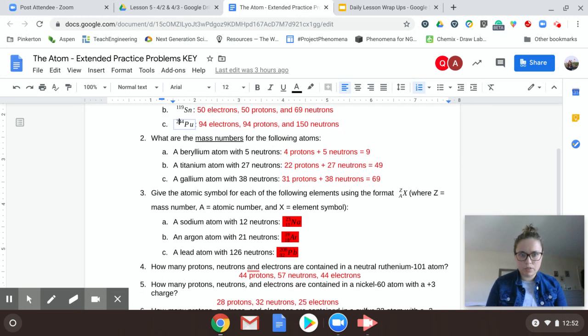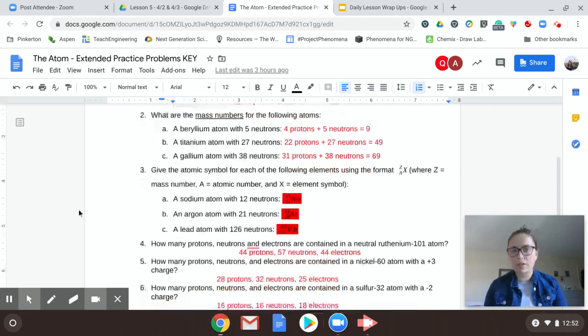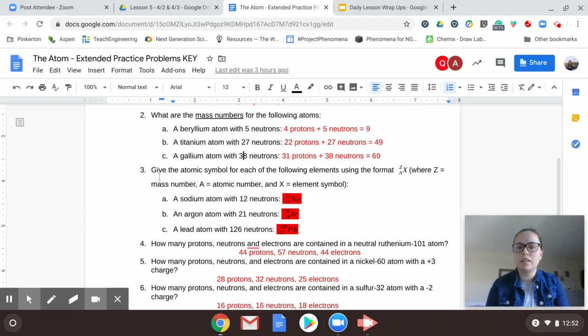Next, we need to figure out the mass numbers of our following atoms. So for number 2, again, this is pretty straightforward. The mass number is the number of protons plus the number of neutrons. So we go to our elements, beryllium, titanium, and gallium, look at the atomic number, and then we add the number of neutrons that I gave to you to that. So it's going to be 4 plus 5, 22 plus 27, and then 31 plus 38. I did notice that this said 68 right here on some papers. I don't know why that happened, but if you got the process right, I gave it to you anyways.